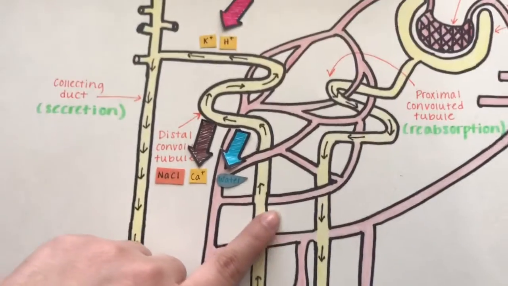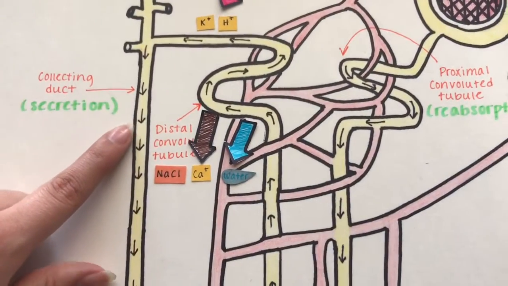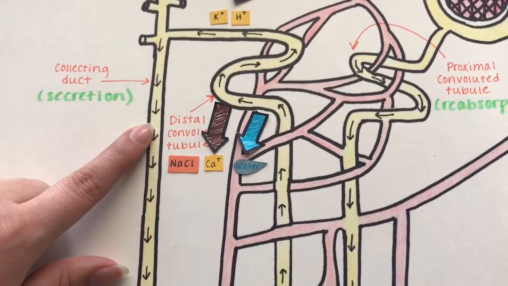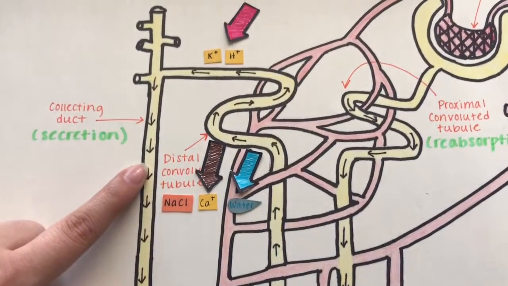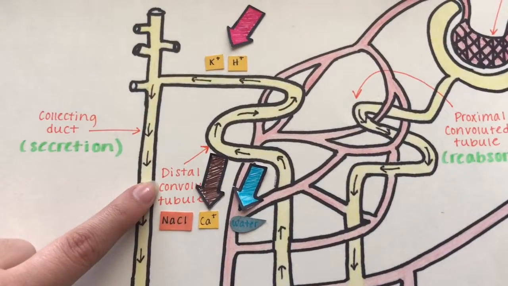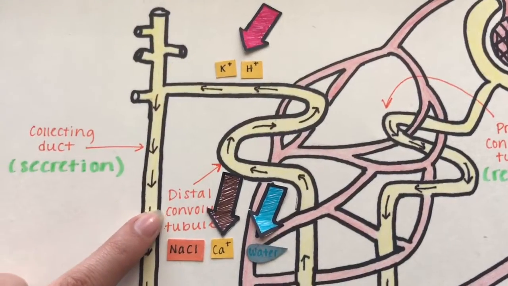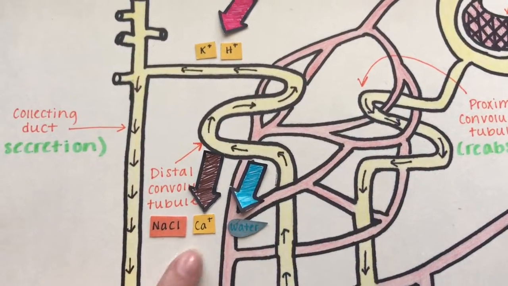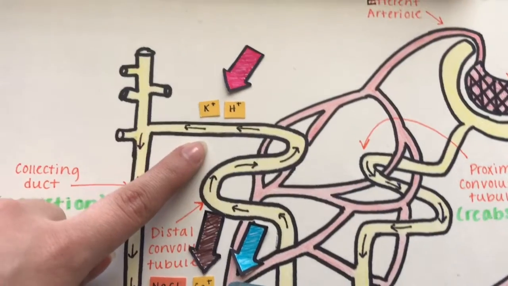And that happens for the reason of making the medulla more salty in a way by pumping out sodium ions. So moving on to the distal convoluted tubule, the function is to again reabsorb ions and retain water always, but some secretion also occurs here.